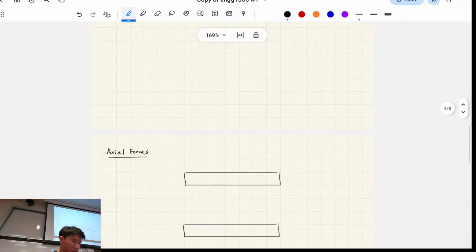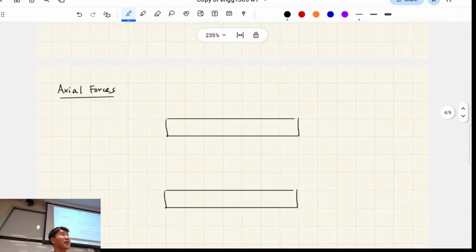Okay, cool. Next I want to talk about axial forces. So before, when I was talking about tension on a rope and compression on a column, what I mean is, it looks like this, yeah?